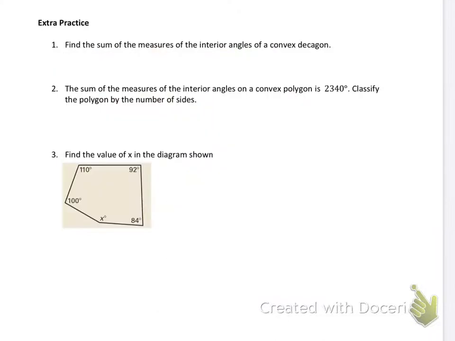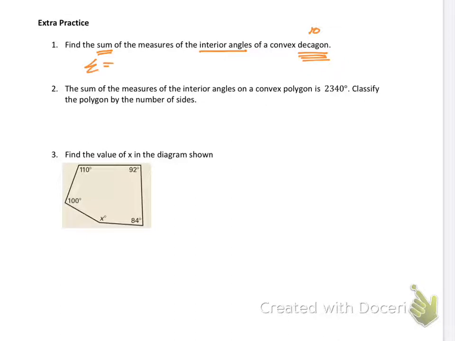Okay, so let's practice this on the next page of my notes. Extra practice: find the sum of the measures of the interior angles of a convex decagon. Another vocab word for you: a decagon has to be 10-sided. They want the interior angles and they want the sum of them.